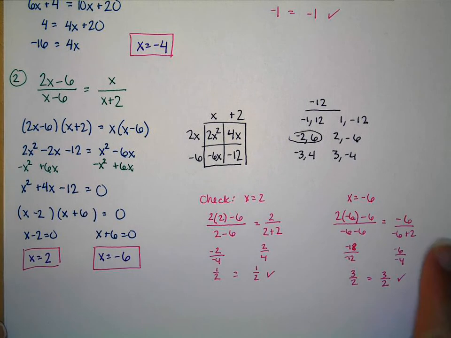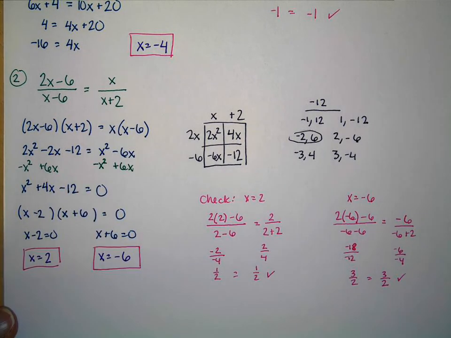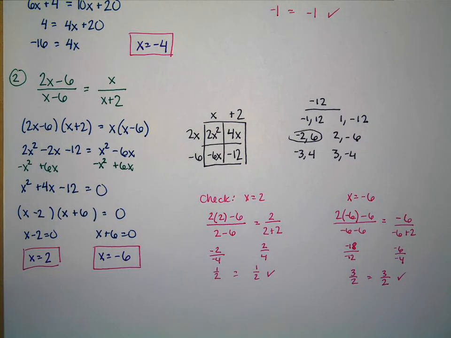But to check the x equals -6, you plug it into every place there's an x in your original equation. And when you simplify, both sides do simplify to give you 3/2.